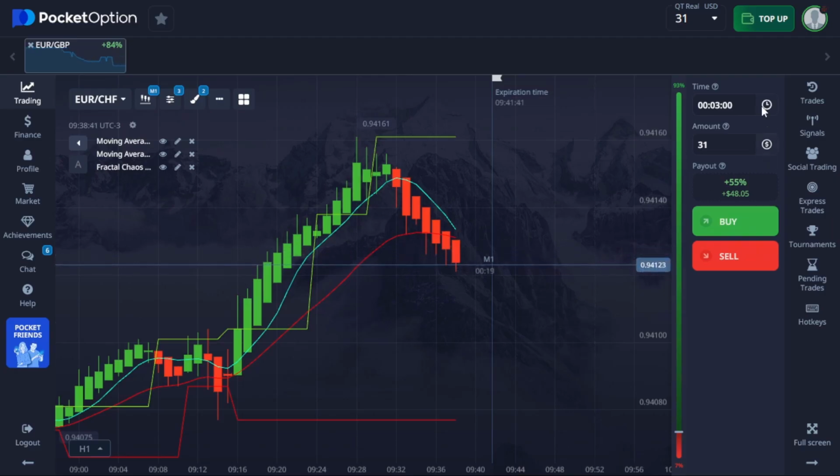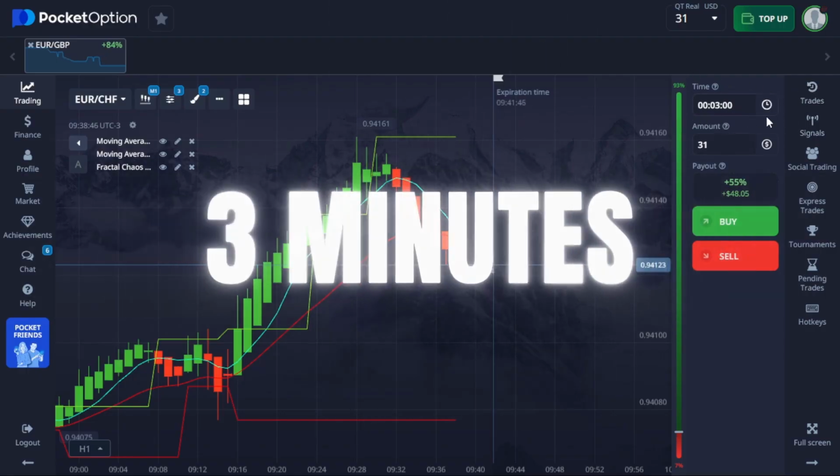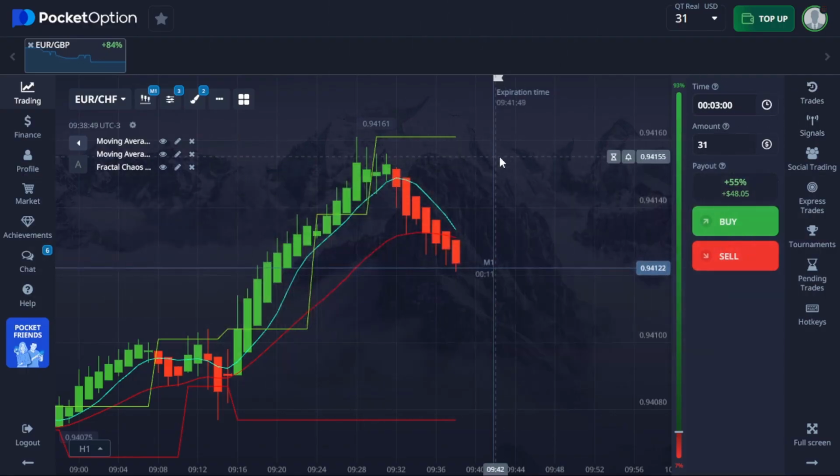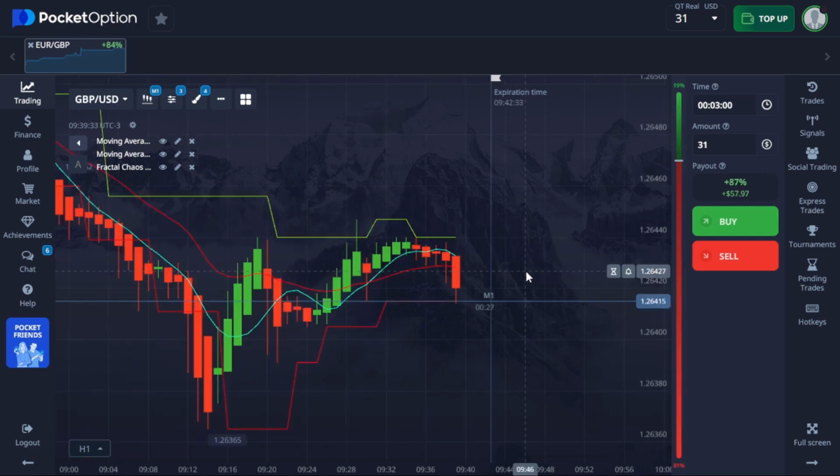I use $31 for a 3-minute trade. That's very important. I'll explain the first entry when I find it. Here we have a possible position. Okay, but let's try to find another one.